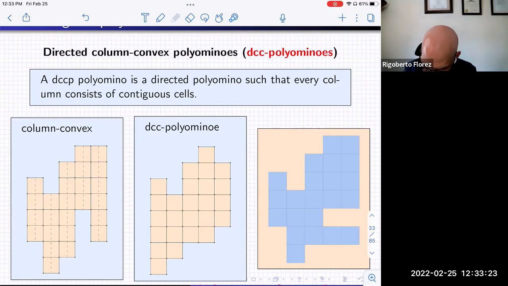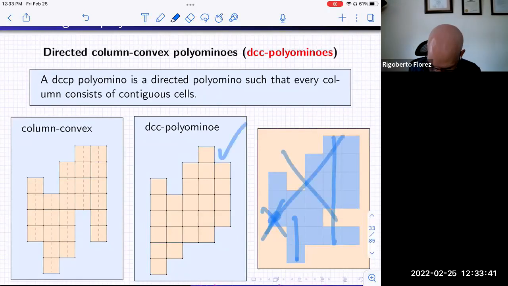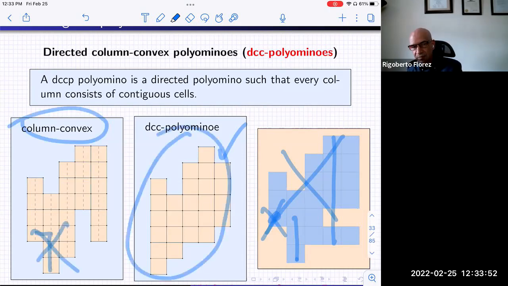So look at this. This is not directed because if you are here, you can't reach this point. And it's not column-convex because this is not totally within the polyomino. So this is not good. This is good. And this one is only column-convex, but it's not directed because you cannot go here. So only this is the good one. So we have very nice behavior with these DCC polyominoes. And the question is, how many are there?